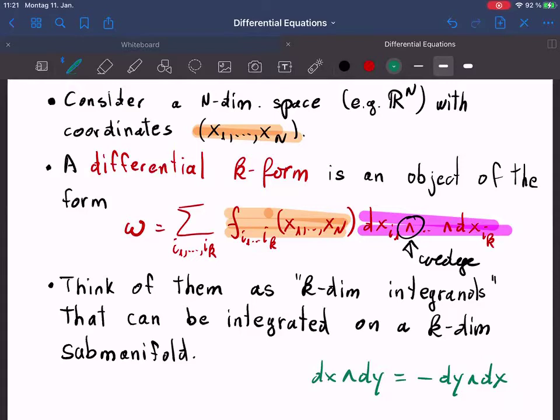And indeed, if you're not familiar with differential forms, you should just think of them as integrands. The k-form is nothing but a k-dimensional integrand. Differential forms are just a mathematical language to speak about integrands. And integrands are meant to be integrated on objects. So a k-form is meant to be integrated on a k-dimensional manifold or k-dimensional submanifold of the space you're in.